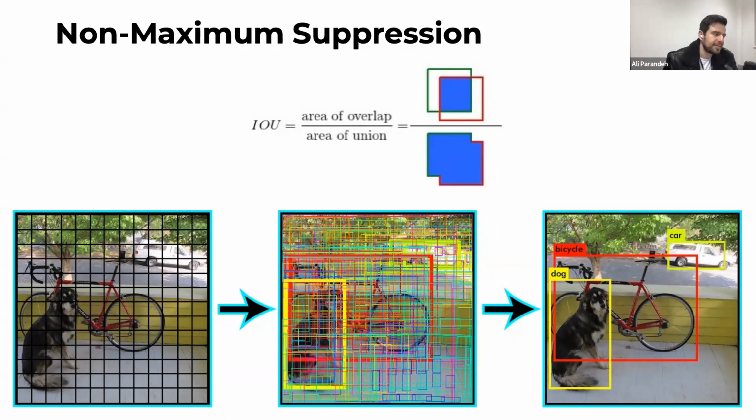And that's how you get from the image on the left-hand side, with all of those bounding boxes, to the bounding box on the right-hand side.